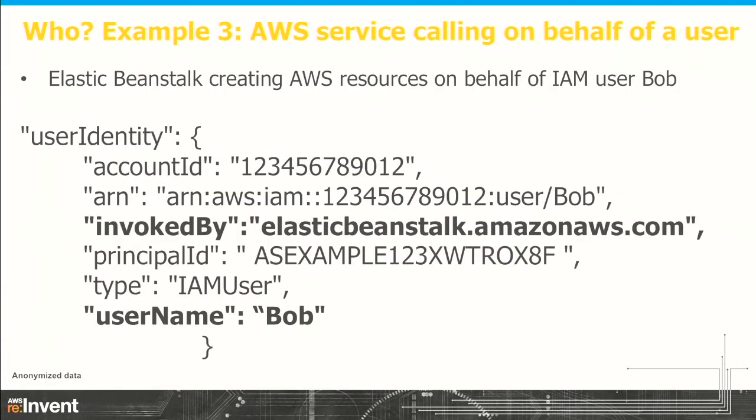And this is another example of an AWS service, of user identity, in which an AWS service is actually making an API call on behalf of a user. So Bob is creating a particular web application using Elastic Beanstalk. So the invoke by section here clearly identifies that Elastic Beanstalk is the one that is making this API call on behalf of user Bob.